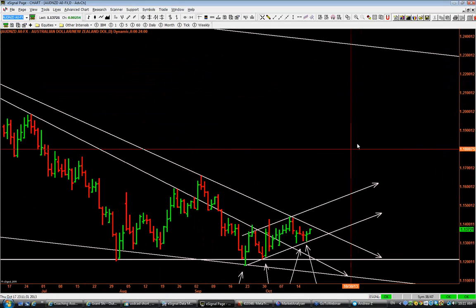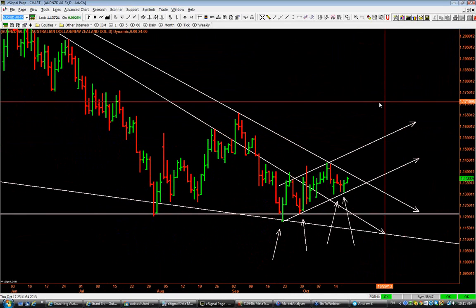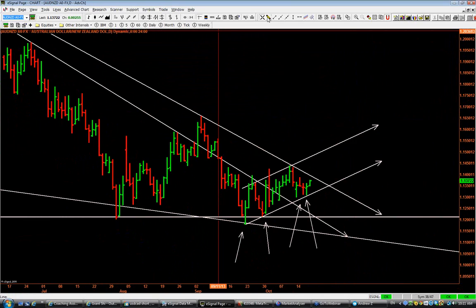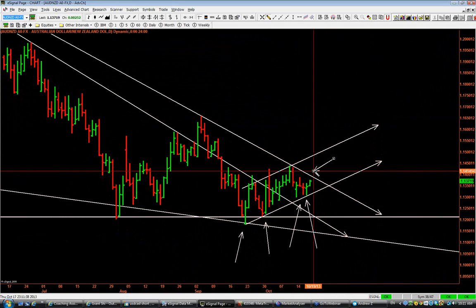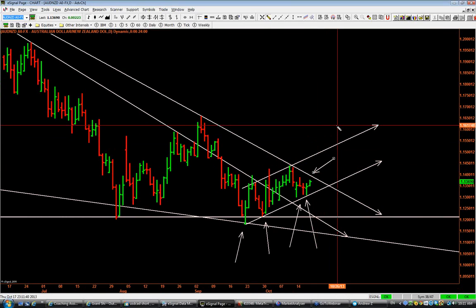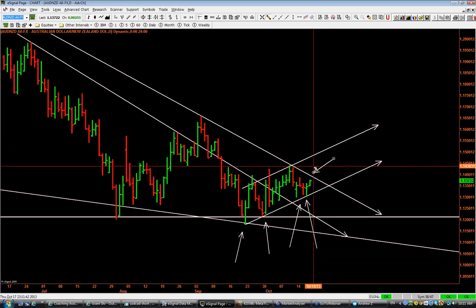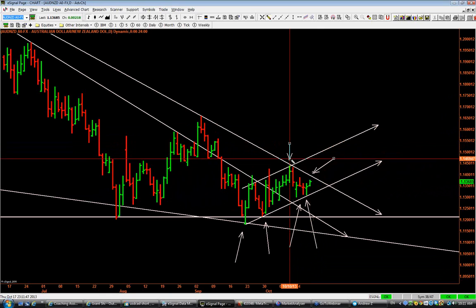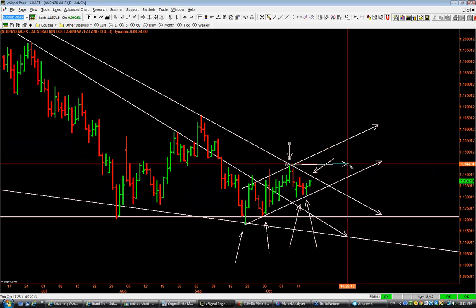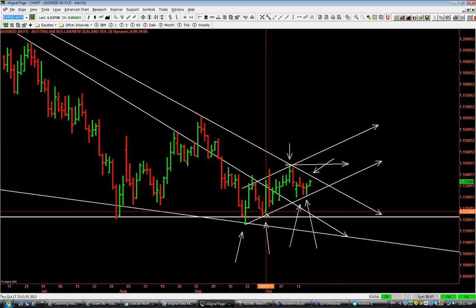So my first target will be maybe here. Right? Maybe here. My second target should be what? The previous high. This is the previous high. Third target, the channel. Okay, just like this. Can you see that? Just like the channel.